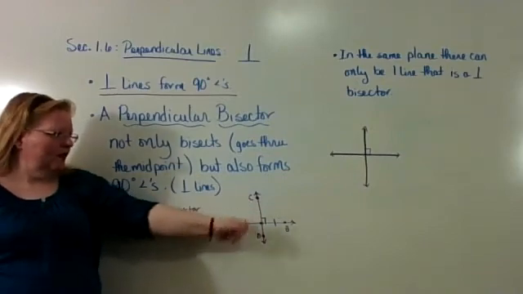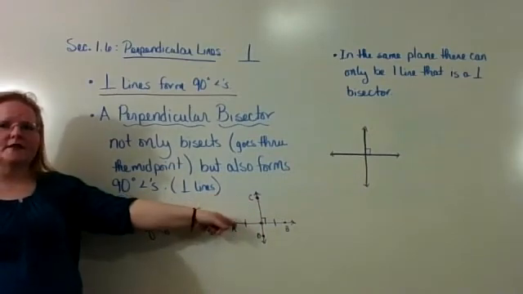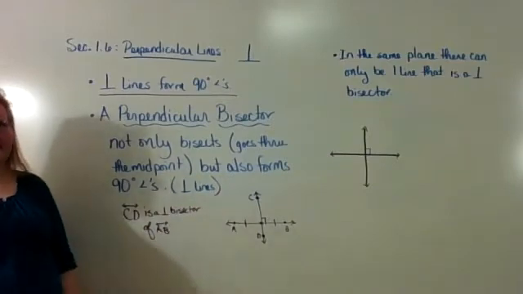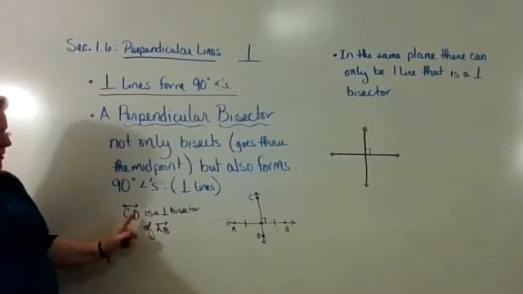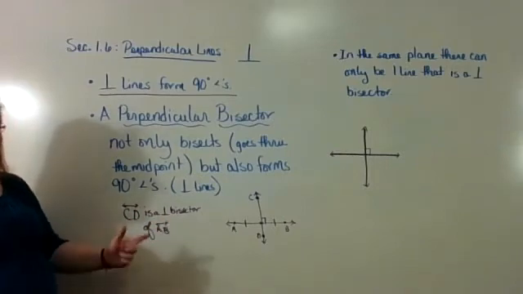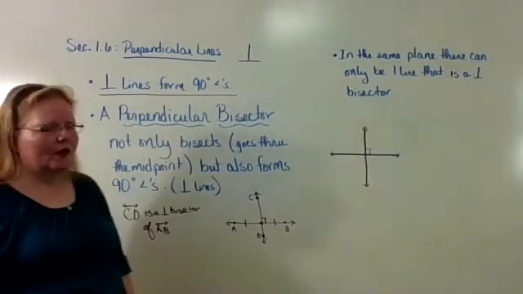CD doesn't mean anything about CD. We don't know that that's a bisector. They didn't say that. We can't assume that. But we do know that CD is the perpendicular bisector of AB. So AB is the one that's split up in half.